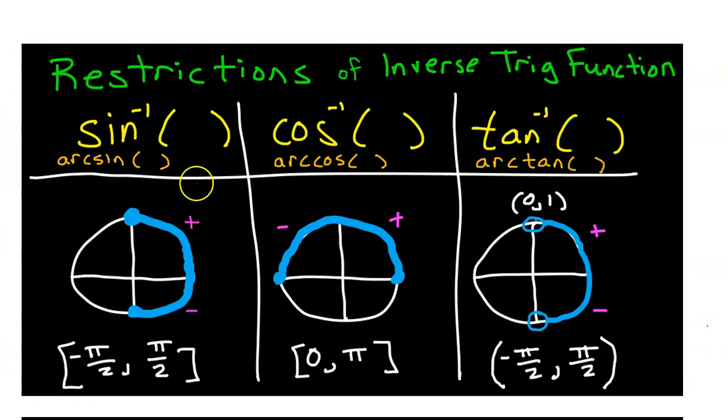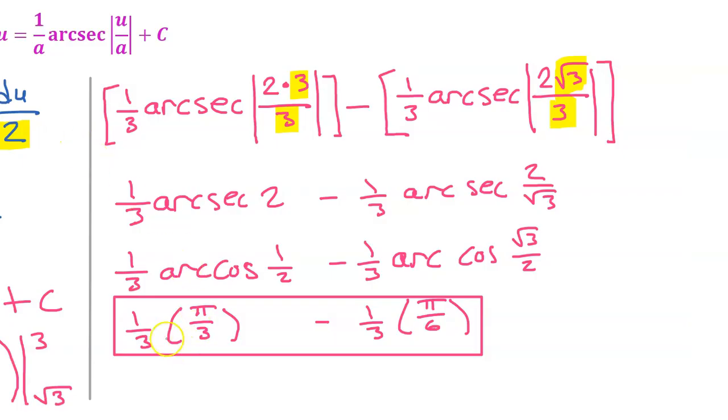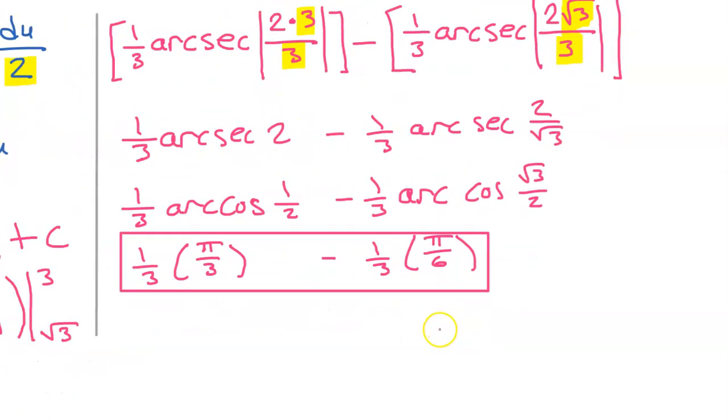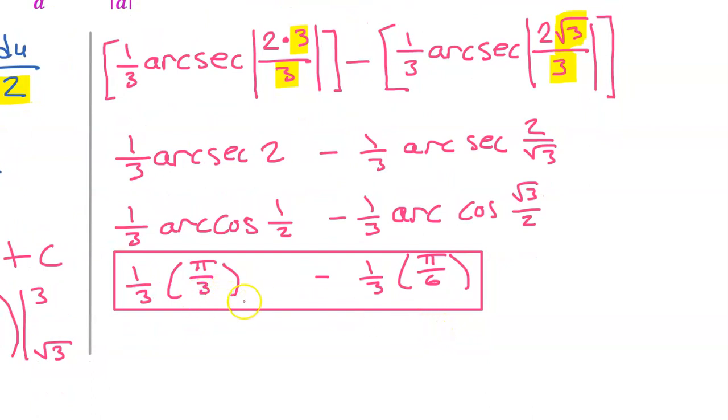I should mention that inverse trig functions have restrictions. For example, the inverse cosine that we were just working with is only allowed to be between 0 and pi. But the two values that we found, which were pi over 3 and pi over 6, are both in the first quadrant, so that was fine. So we actually could put a box around this and call it the final answer for a free response question. I am going to keep going a little bit further because I want to show you what it would look like for a multiple choice question.